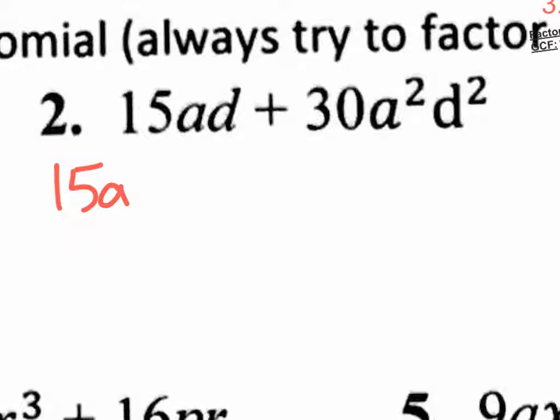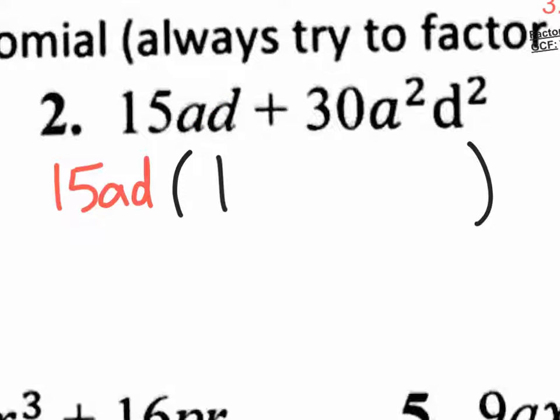So the maximum amount of a's that you could pull out from all terms at the same time is simply 1a. So far our GCF is 15a, but let's also pull out a d. There's a d here and a d there. There's actually 2 d's right here, but the maximum that we could pull out from both of them at the same time would be one single d. So d goes out on the outside. So the GCF is 15ad. And what would be left on the inside? Well, 15ad times what gets us 15ad? You would put a 1 right there, because 15ad times 1 is the same thing, 15ad.